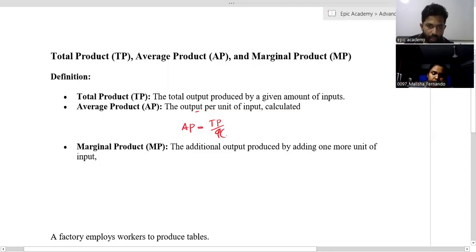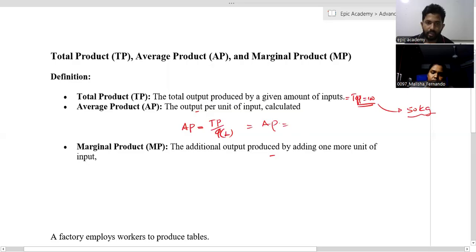This is in the short run, where Q is the variable input. As an example, here total production TP was 100. 100 breads produced by the bakery producer. So now we are going to calculate the average production. They produce 100 breads by using 50 kilograms of flour. Then you are going to calculate the average production.